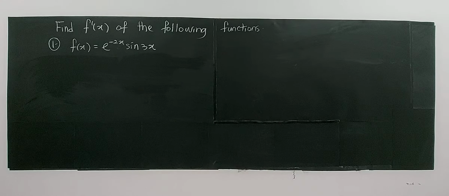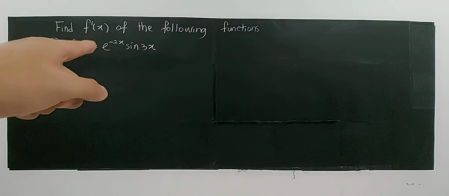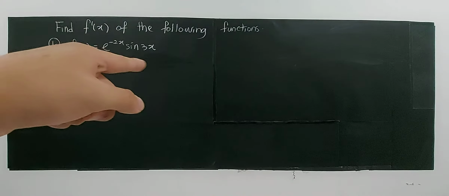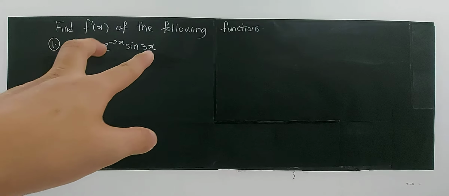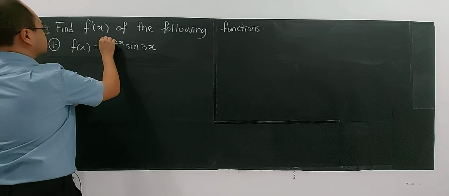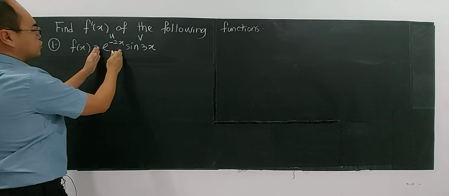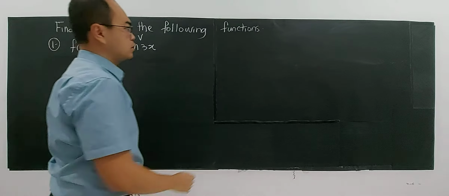Alright, in this video I'm going to discuss the combination of functions with combinations of differentiation rules. For example, in this case you have the product of an exponential function and a trigonometric function. So it's a product, right? So we're going to apply the product rule. I see that this is your u and this is your v, right? u is an exponential function and v is your trigonometric function.